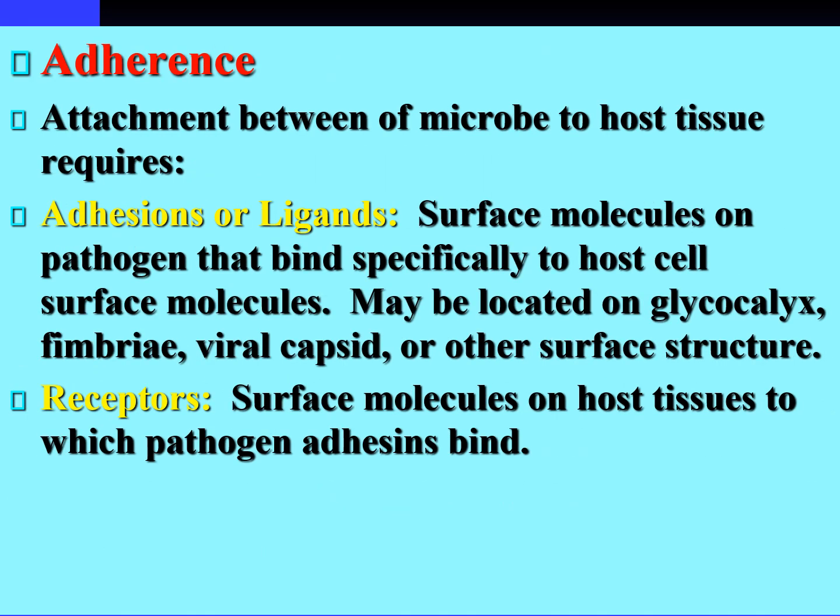As we say, in order to cause infection, the bacteria must enter the host and then adhere to the host. Adherence is attachment between microbe and the host cell that requires adhesion أو ligand اللي هو روابط اللي هي الموجودة على المايكروأورجانيزم، الريسبتورز المستقبلات الموجودة على الهوست tissue. Adhesion or ligand: surface molecule on the pathogen that binds specifically to the host cell surface molecules, may be located on a glycocalyx, fimbriae, viral capsid or other surface structure.